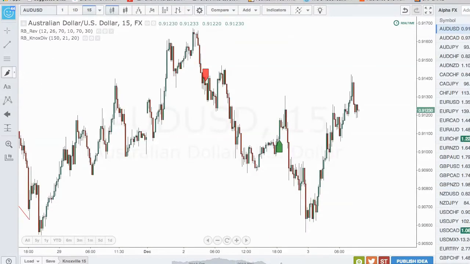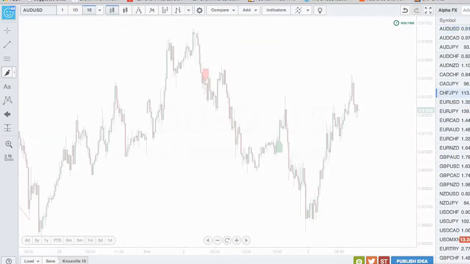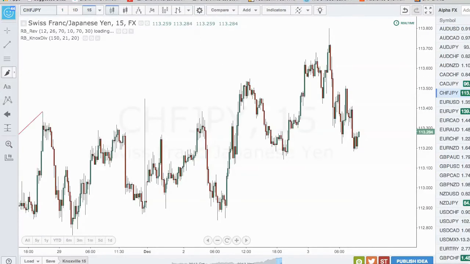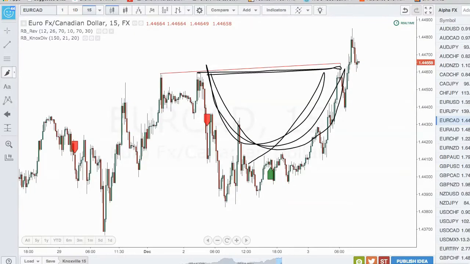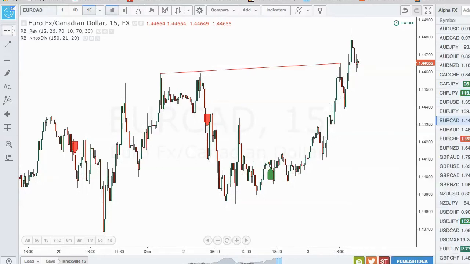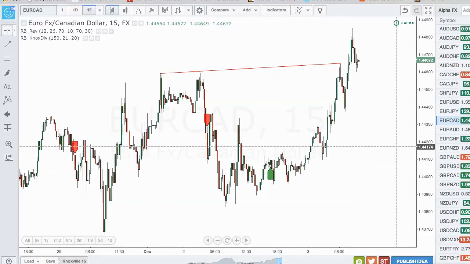The Australian dollar US dollar is not divergent. The Swiss yen is not divergent. The Euro Canadian is not divergent, or it was divergent. I call this the soup of the day pattern, big big soup bowl here. And it's not divergent in any way that I can trade. It was divergent, and then price launched up and above that level. I can't really find on the 15-minute chart, which is my preferred time frame, a trade that I would be willing to take.